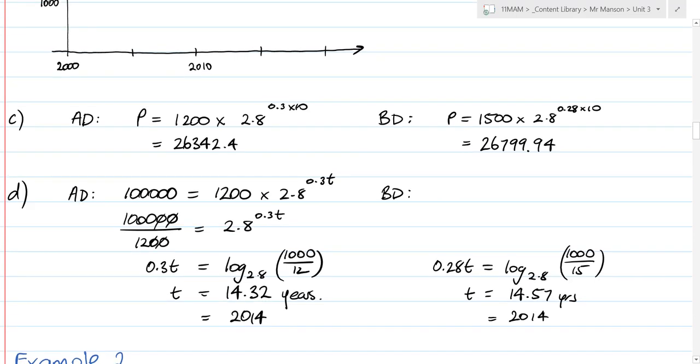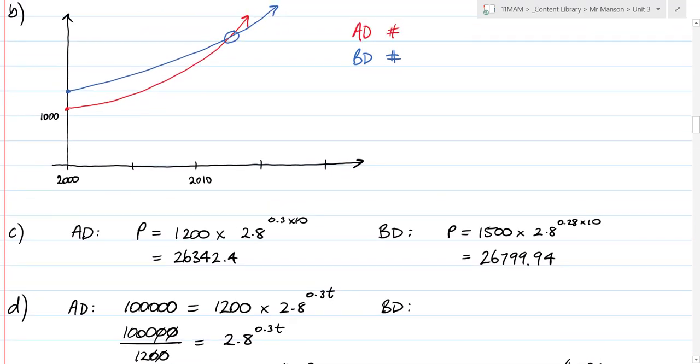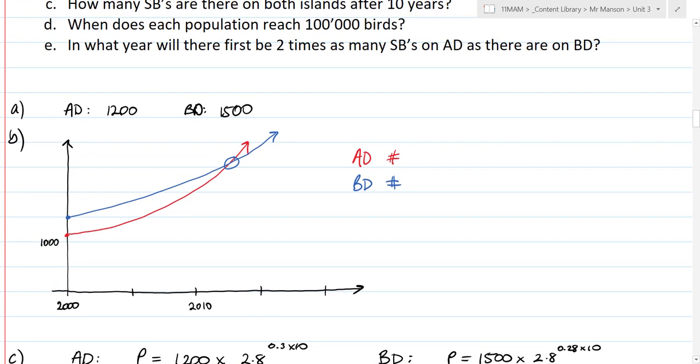So when we get on to question E now, in what year? Oh, actually, no, question E is slightly different. I'll talk about that in a second. If we were asked to find this point here, we would know it's somewhere between 2010 and 2015, but I don't know where we could find it. Probably 2012, 2013 sometime. But question E actually asks us, in what year will there first be 2 times as many squawker birds on AD as there are on BD? So that's the question. We want to know, and I'll do what you have on the side here.